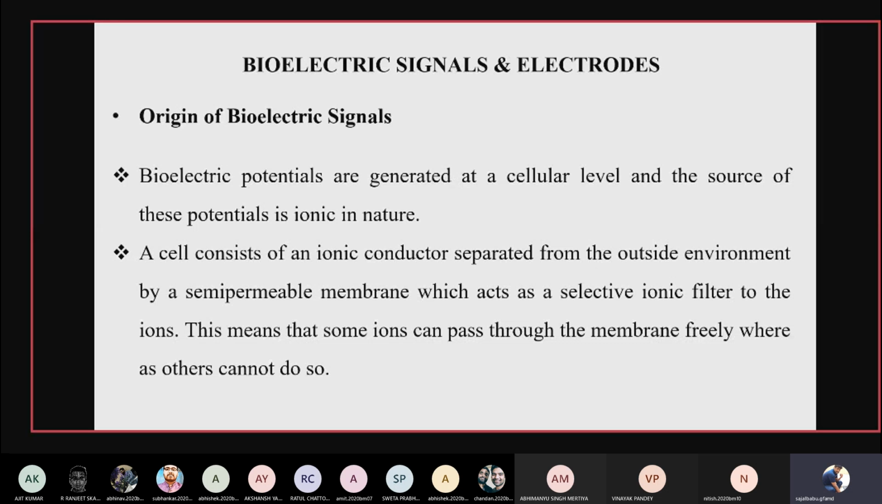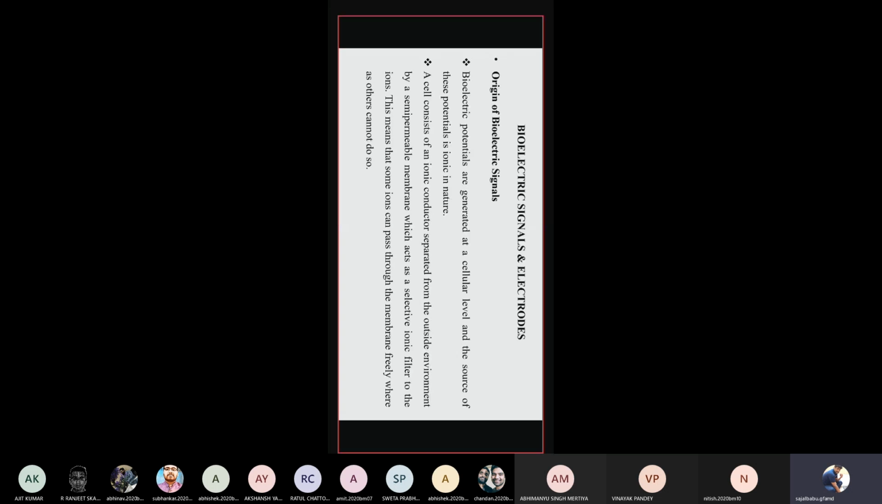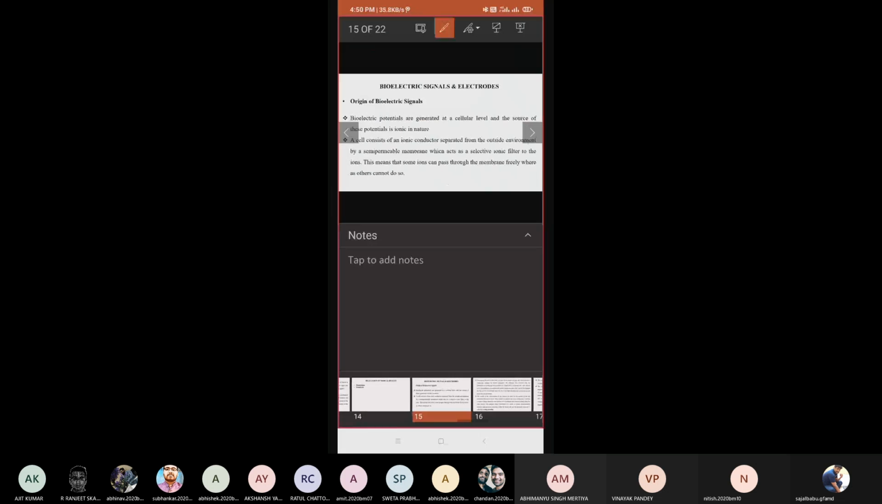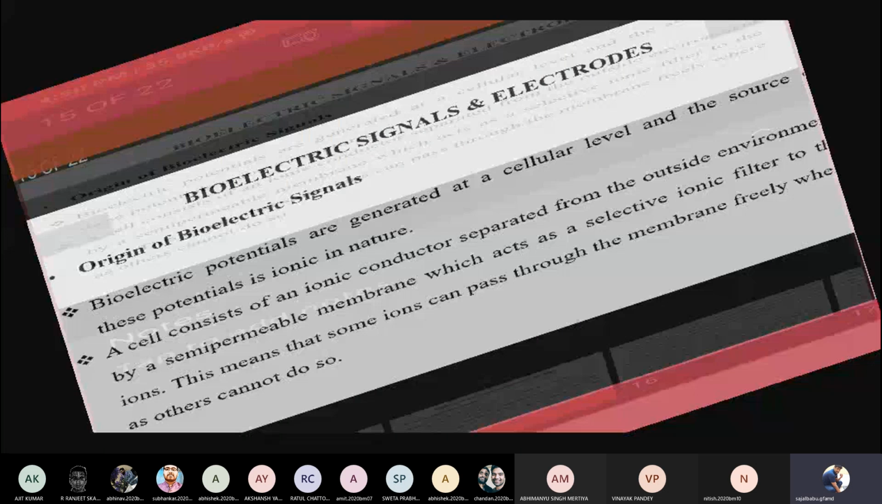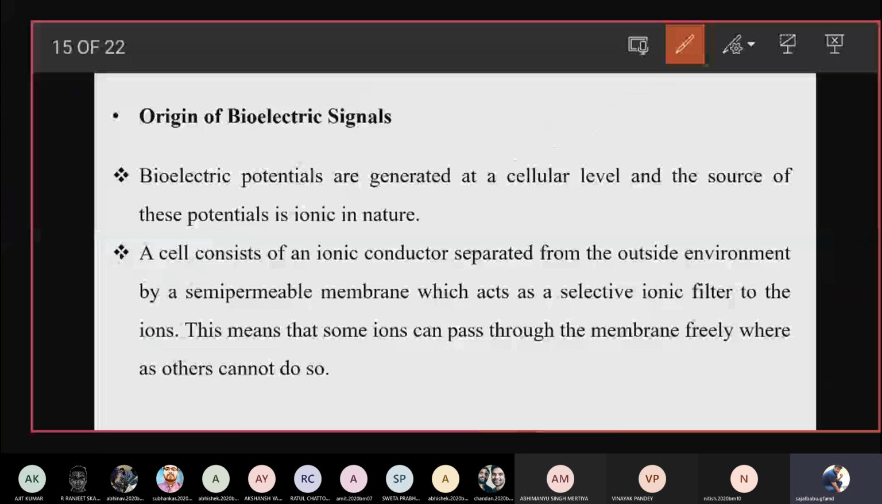As I said, one of the smallest parts of our body is our cell, and these bioelectric signals are generated at your cellular level. They get generated because of the ionic nature of the cell, and because of the ionic nature these bioelectric signals are getting generated.